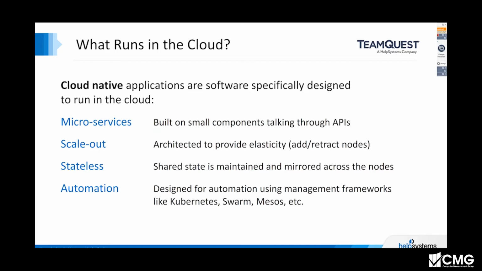Cloud native applications are also typically designed to be highly automated, so they have integrations with management frameworks like Kubernetes or Mesos or Cloud Foundry, or any kind of automation solution that can operate and manage them.